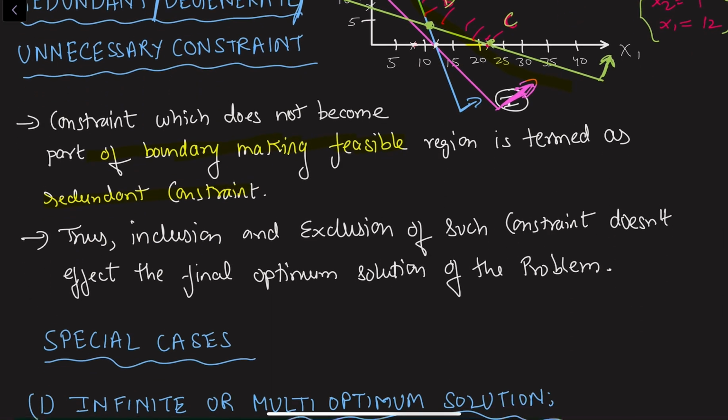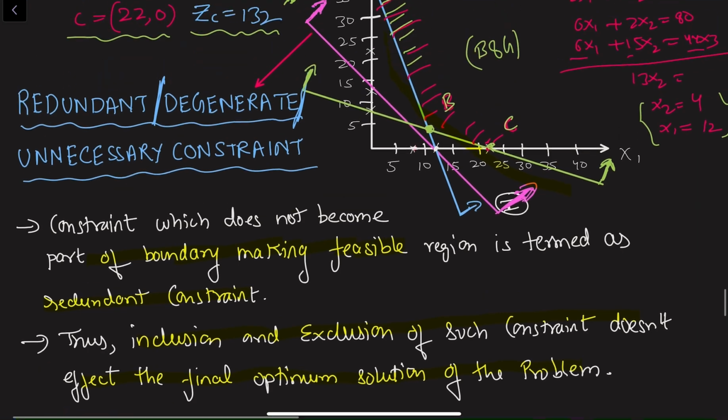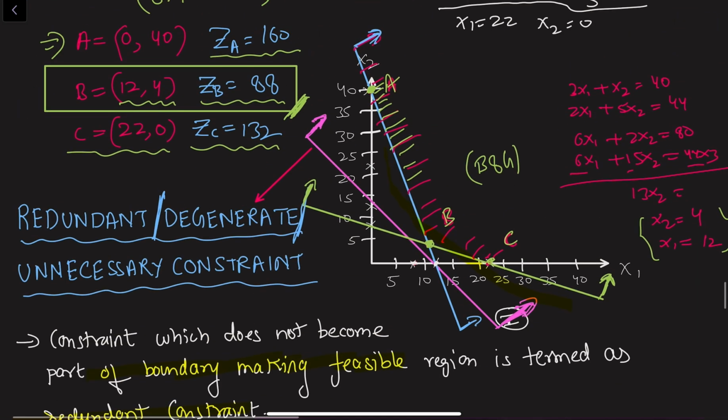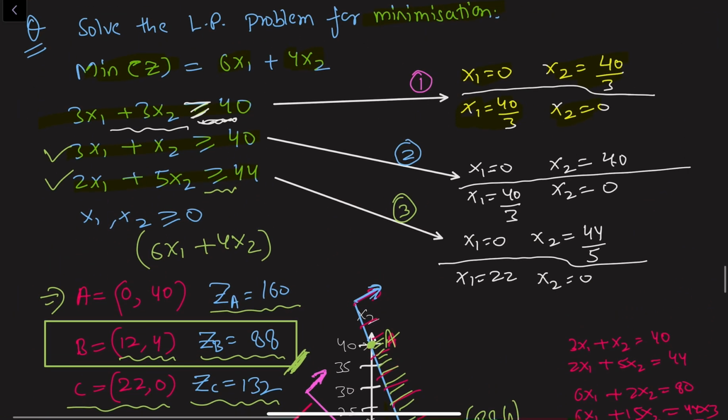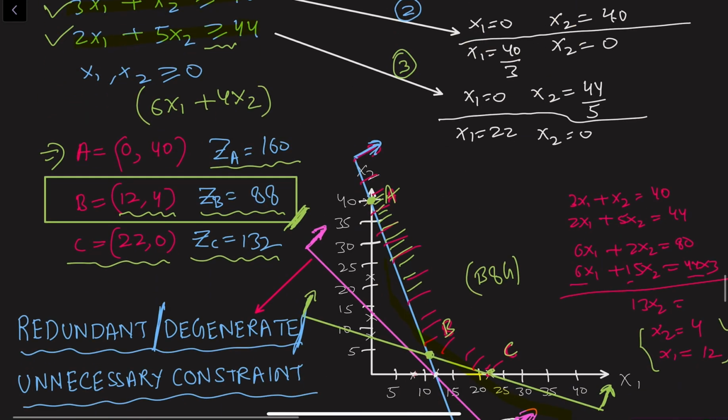Second thing, the inclusion and exclusion of such a constraint does not affect the final optimum solution of the problem. The pink line means the first equation. Either this equation is there or not there, it has nothing to do with my final optimum solution because it is not part of my optimum solution.